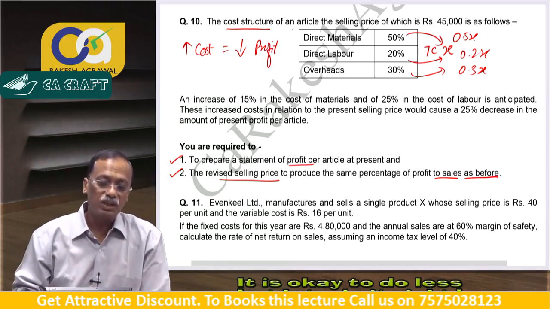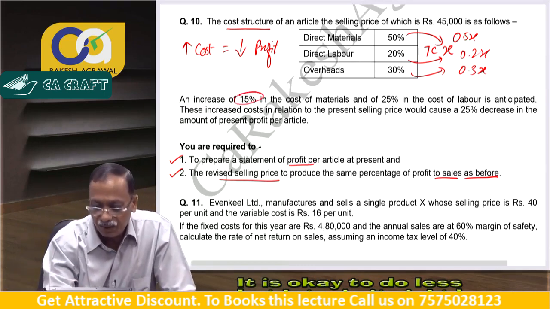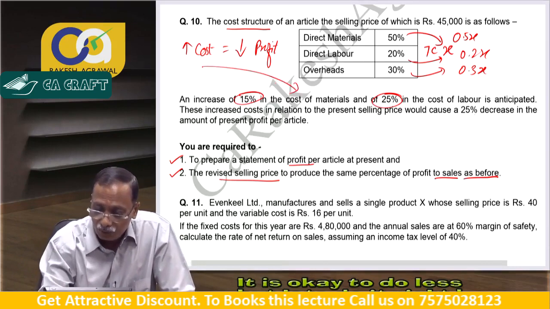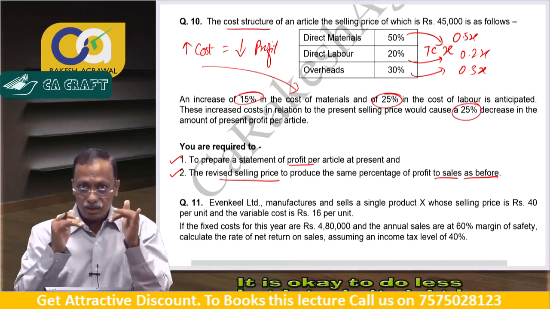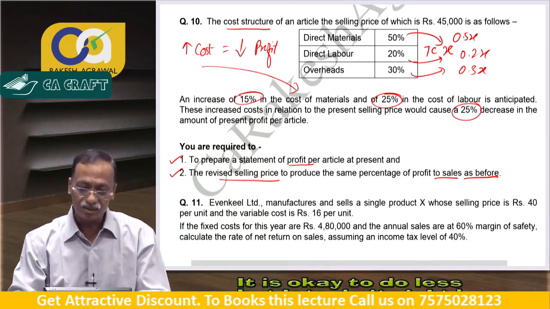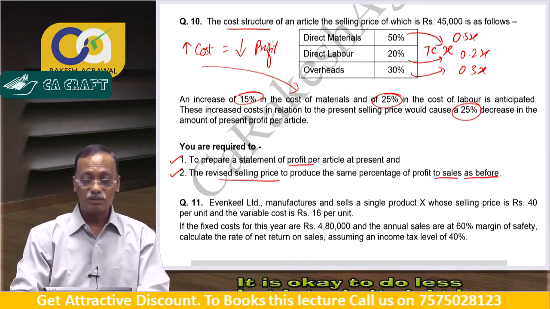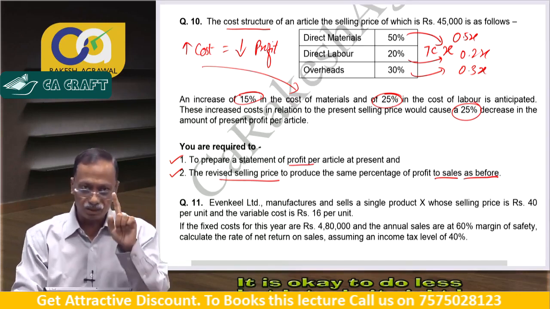Naturally, by whatever cost increases, profit decreases. And from this logic, I will make an equation. I will make the equation of this 15% increase in cost and 25% increase in labor. This increase in cost will be equal to this decrease in present profit, 25% decrease in present profit. This equation I will solve to get the value of X. And the moment I get the value of X, naturally I will get the present profit. And then we'll discuss second part of the question, that by how much the sales price should be increased or what should be the revised selling price to generate same percentage profit. Let us solve first part of the question.